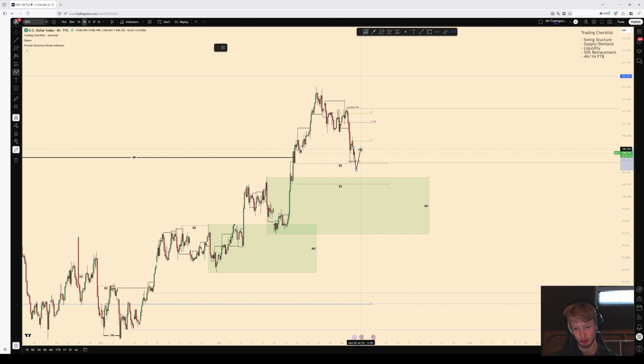And then we have the different scenario where we push down lower. We come back in towards that supply zone. We push down even lower towards this other liquidity point. And then from there on, we can start looking for some dollar buys once again.